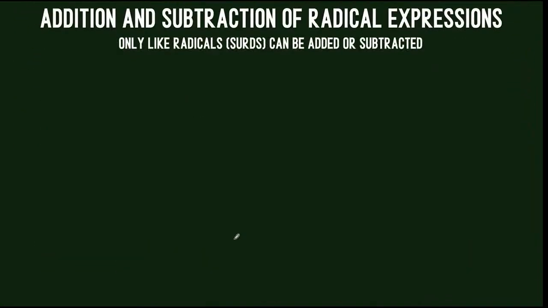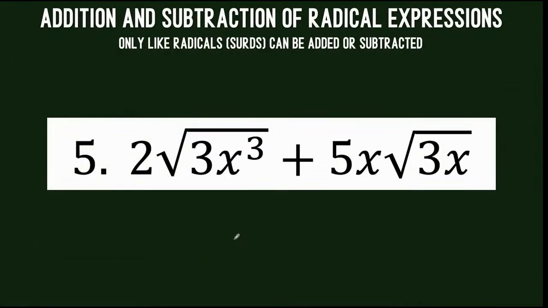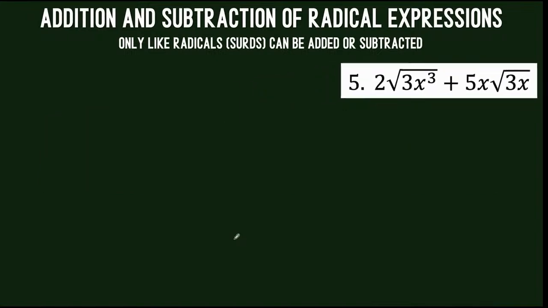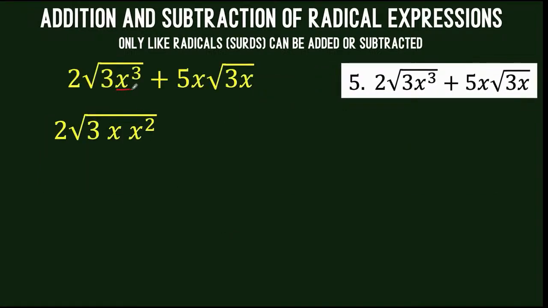Now let's have one more example. 2 square root of 3x cubed plus 5x square root of 3x. So again, the same procedure. Notice that this x cubed can be split as x times x squared. We want one of the exponents to be divisible by the index 2, and just copy the right side.